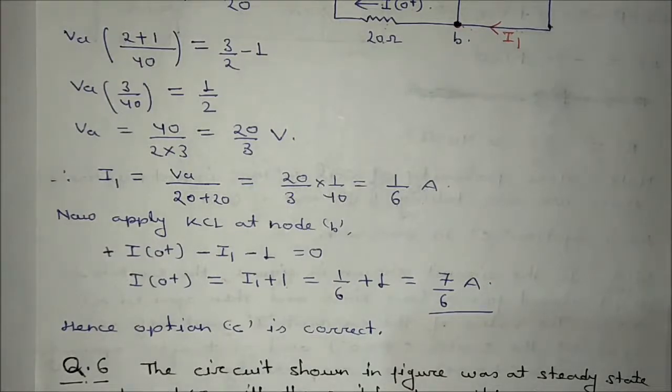So what we are observing here is that every problem can be solved by using the 4 steps. First find the initial values, then draw the circuit at T is equal to 0 plus, then apply KVL, KCL, nodal, and you will get your answer.